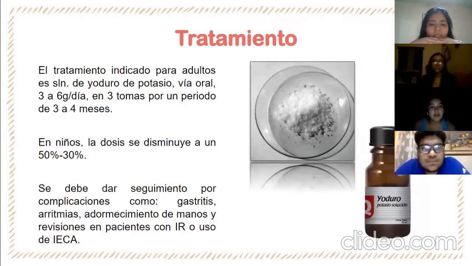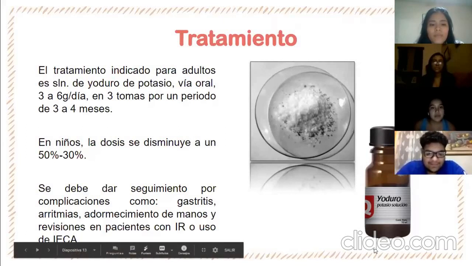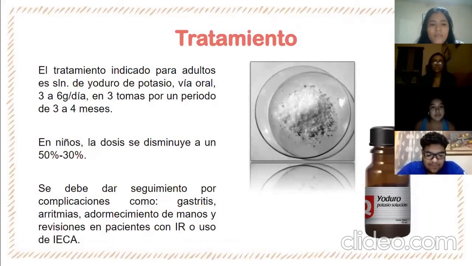Regarding skin lesions in adults, it is traditionally treated with saturated potassium iodide solution given orally 3 times per day for 3 to 6 months, until the lesions have gone. Beware of side effects such as gastritis, confusion, arrhythmias, numbness of hands, and close follow-up of patients with renal insufficiency or using ACE inhibitors. Also, itraconazole can be used orally for up to 6 months. In kids, only 15% to 33% of the adult doses must be used.